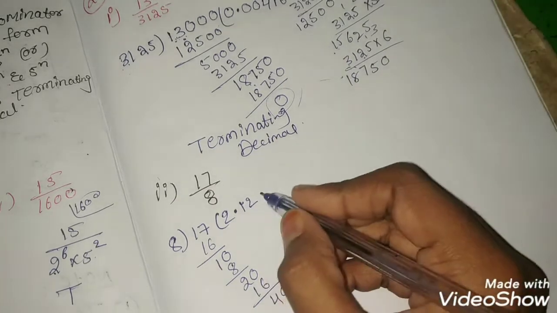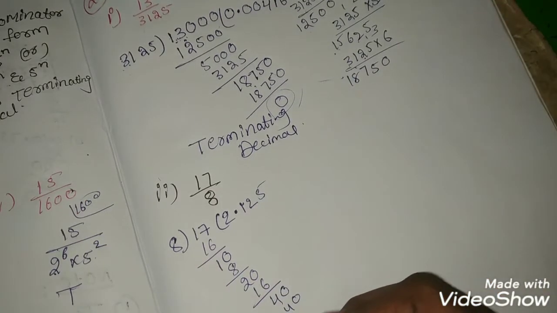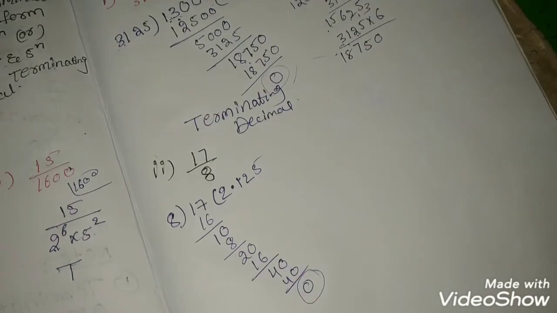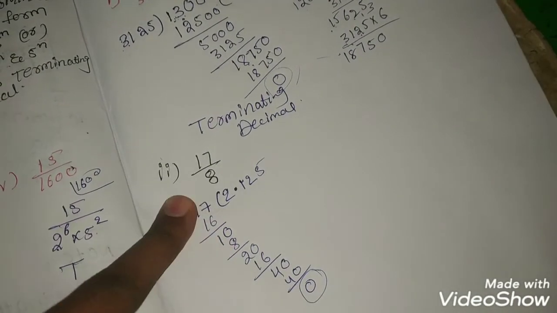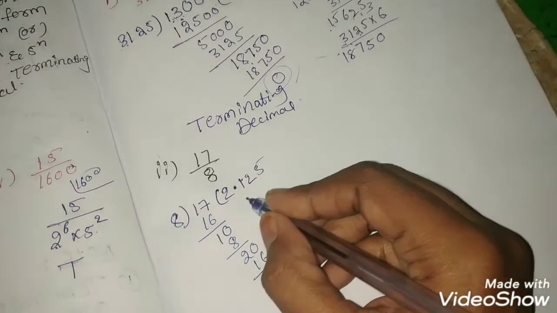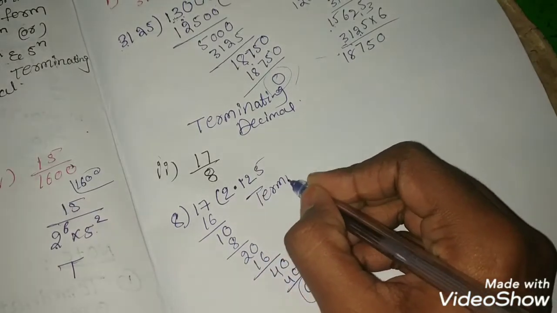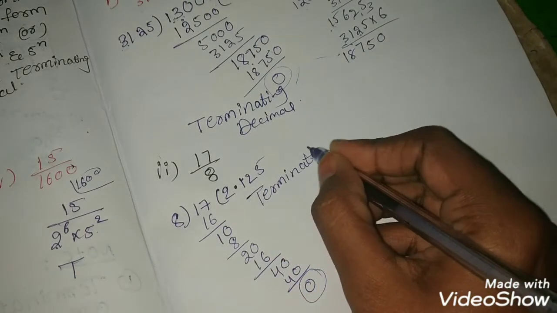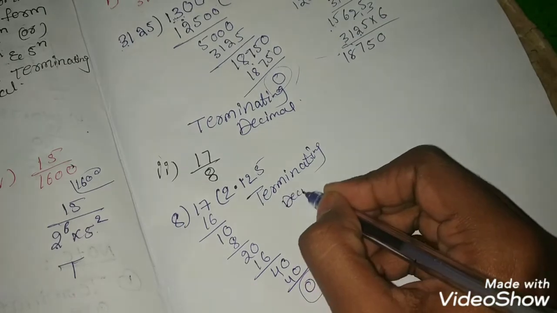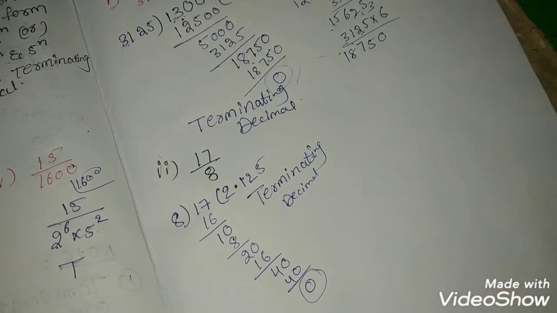And what you have to do? 8 5s are 40. See, if we get a remainder as 0, then this decimal is terminating. Understand? This is a terminating decimal. You can write clearly. Okay.